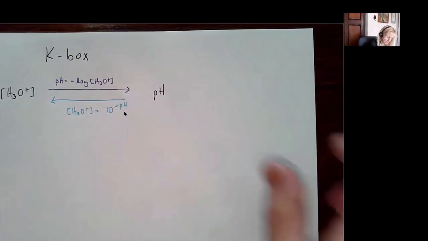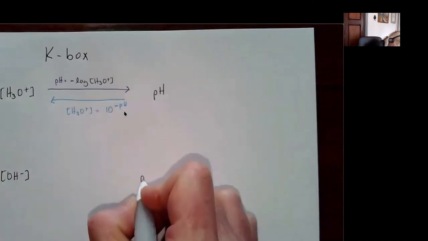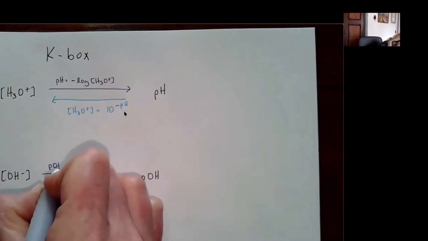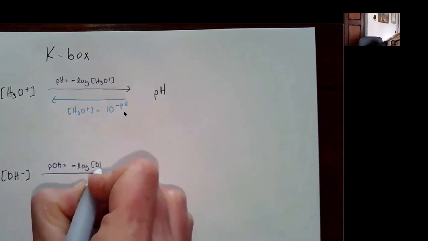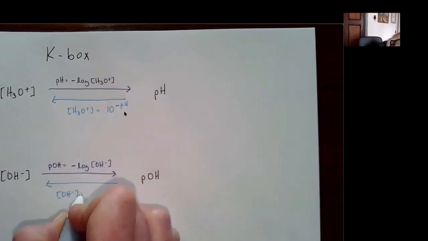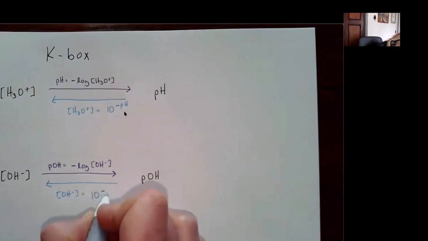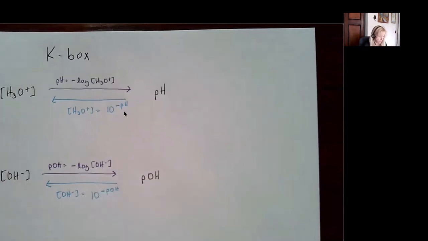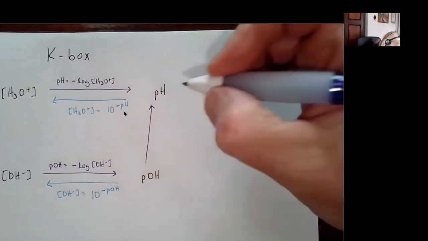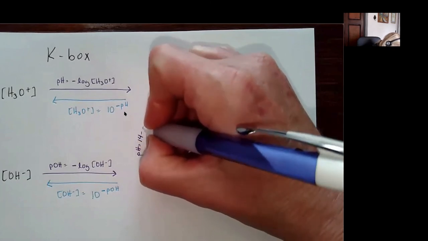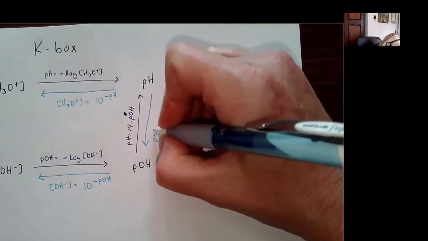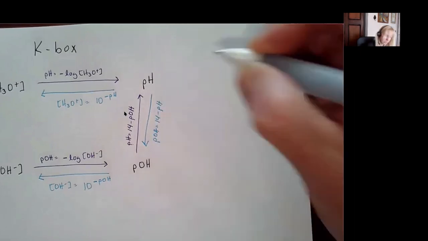I can also do the same thing with hydroxide and pOH. I can go this direction here, and my pOH equals the negative log of OH minus. I can go in this direction, and my hydroxide ion concentration is equal to 10 to the minus pOH. Now I also know that I can go back and forth this way. I can go from pOH to pH, because pH equals 14 minus pOH, and I can go from pH to pOH, because pOH equals 14 minus pH. So I can do that.